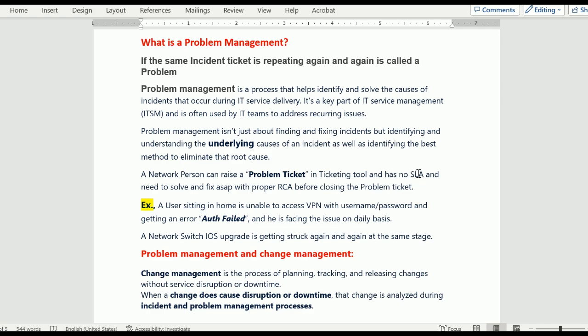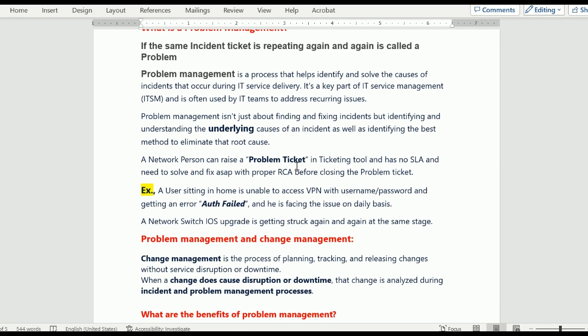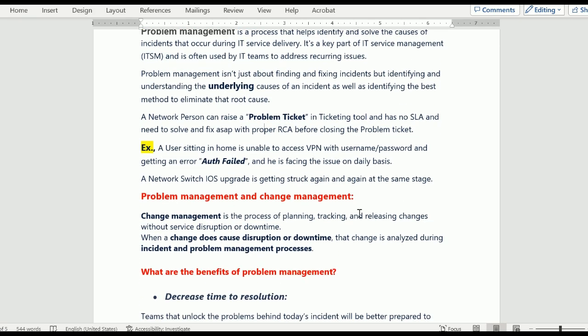Basically, it has no SLA. Once the ticket is created, you can solve it within 1 day, 2 days, or 1 week, depending on how critical the issue is. But it needs to be solved as soon as possible with a proper RCA, root cause analysis. RCA means a root cause analysis document. If you are closing a problem ticket, you need to prepare an RCA and add it to the ticket before closing.